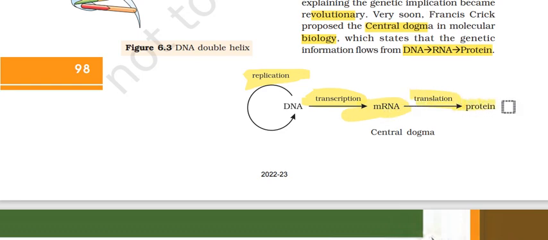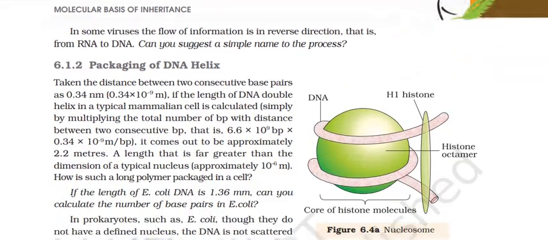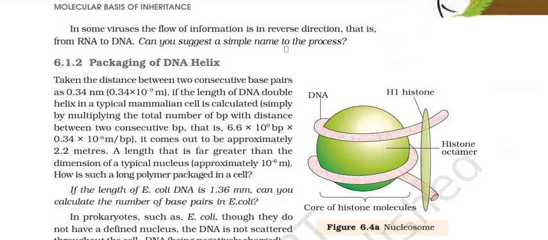We'll be talking about in depth all of these terms. Fine. It's just the basics. In some viruses, the flow of information is in reverse direction, that is from RNA to DNA. अच्छा, retroviruses होते हैं जिनमें RNA से DNA बनता है, उनके पास reverse transcriptase होता है. Fine, that's an enzyme present in them, which we'll also be discussing later on.